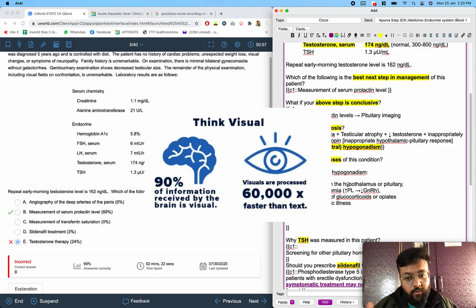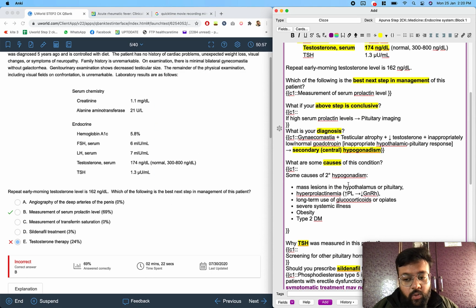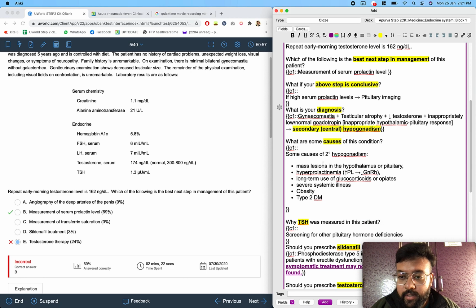Now what are some causes of this type of condition? You cannot explicitly write something like, what are some causes of secondary hypogonadism, because that will just reveal the answer in your subtype of question. So I have written, what are some causes of this condition. That means you have to think about which condition I am talking about, and then list some other causes of secondary hypogonadism.